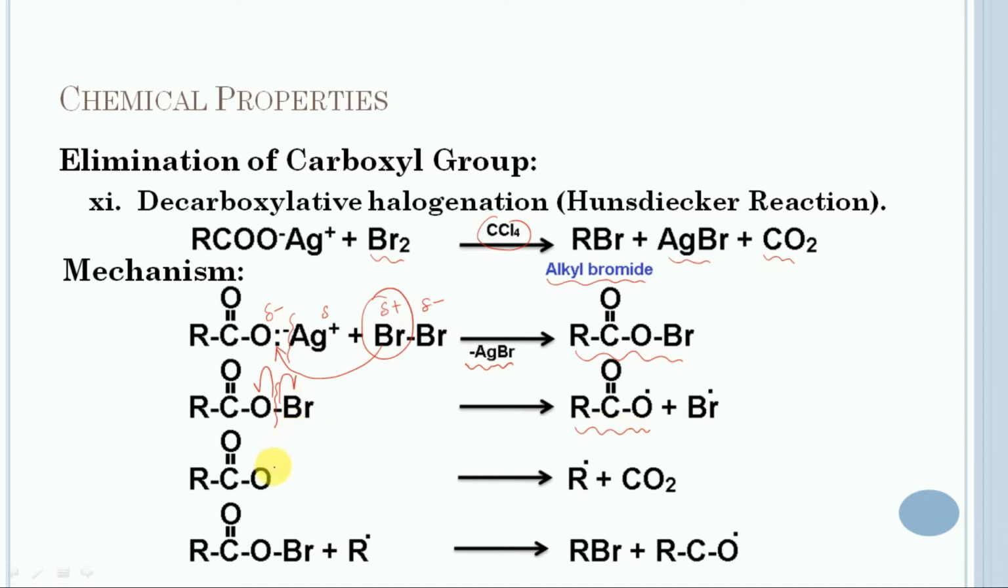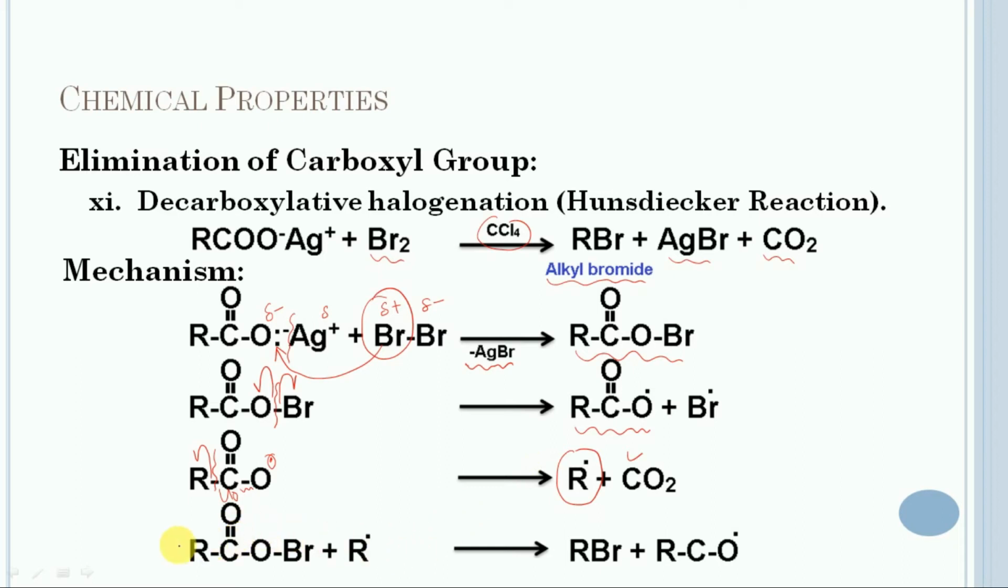Now in the next step, these free radicals will undergo homolytic cleavage. This bond can break homolytically, and each electron will be shared by these two atoms. Now there is a single electron and there is a single electron, so there is a formation of a bond. Carbon dioxide will get formed and an alkyl free radical will be generated.